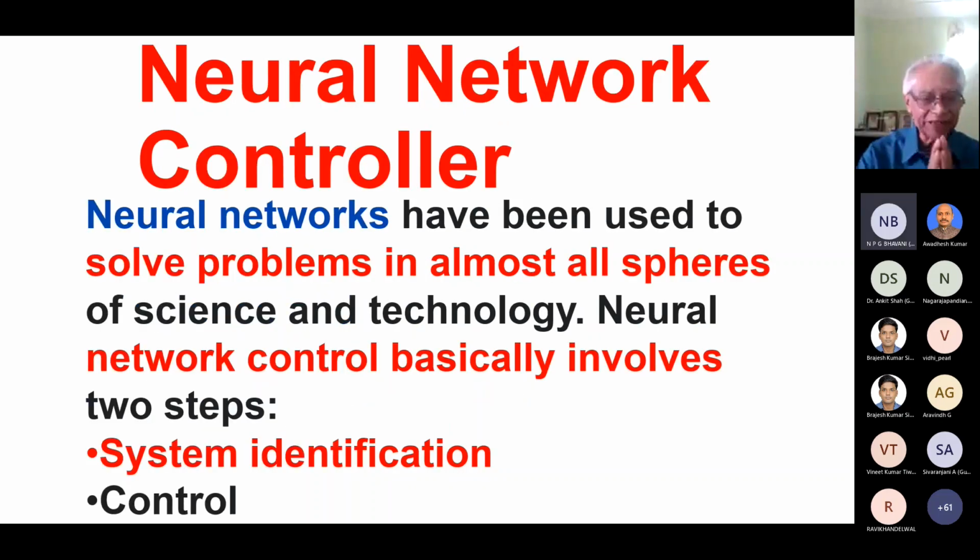So neural network control, in very short, I would like to touch on. Neural networks have been used to solve problems in almost all spheres of science and technology. As you all know, it is an upcoming area, though it is not a new area now. Neural networks have come in the field of engineering and other fields too. Control basically involves two steps: system identification and the control. You all know that control has a lot of training data, then feedback controllers, the methodology, etc. So the system has to be identified and then the control has to take place.